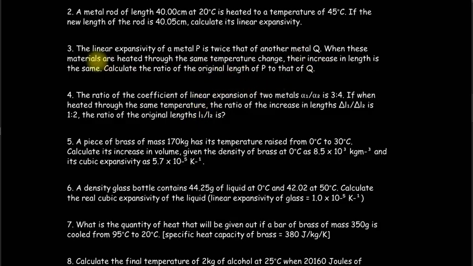Next question. The linear expansivity of a metal P is twice that of another metal Q when these materials are heated through the same temperature. Just reading like that, it looks very confusing, right? That's why you should learn to interpret this question. So the first line: the linear expansivity of a metal P is twice that of another metal Q. How can we interpret this?